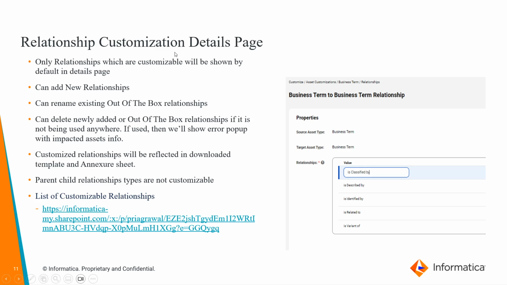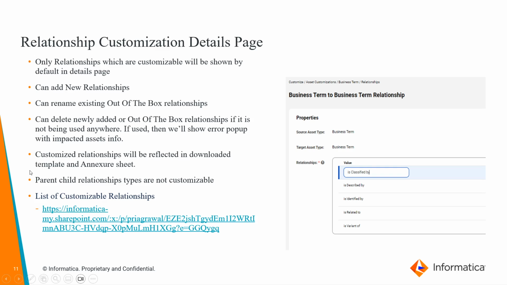Then in the relationship customization page, only relationships which are customizable will be shown, with the default ones shown by default in the details page. We can add the type of relationship we want to add. We can rename the existing out of the box relationship. We can delete the newly added relationship if it is not being used anywhere. If it is used, then we will get an appropriate error message about the impacted assets.